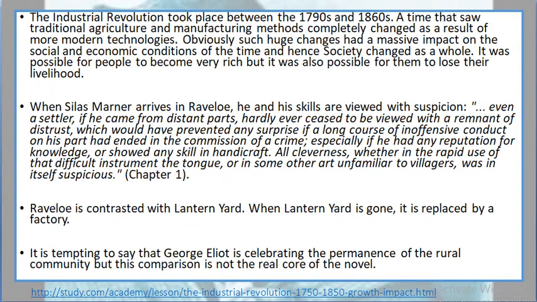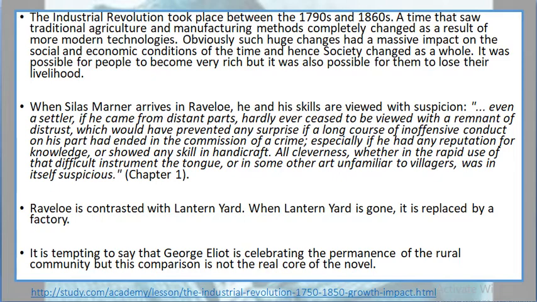The Industrial Revolution took place between the 1790s and 1860s, a time that saw traditional agriculture and manufacturing methods completely changed as a result of more modern technologies. So, previous professions were being changed due to modern technologies. Mills and factories took place, and the villagers' professions, agriculture and others like weaving, were affected.